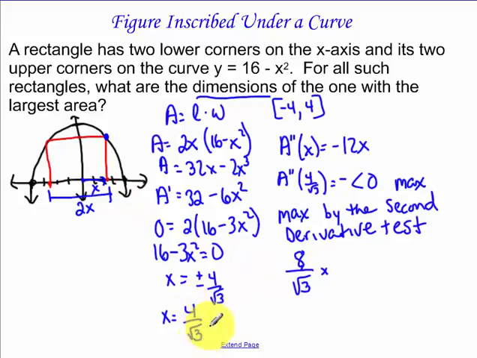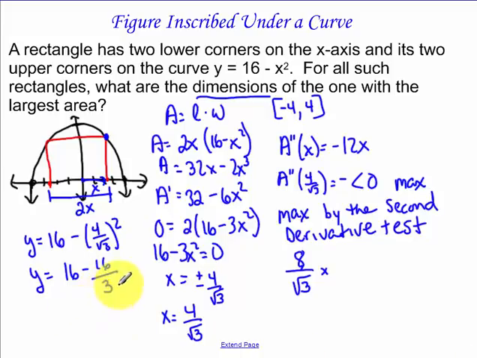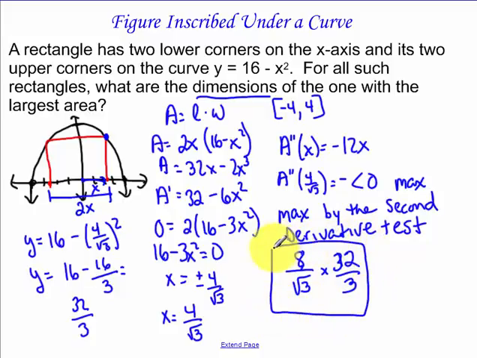And now I plug in this 4 over root 3 into the function, so to get my y coordinate out, and simplifying that out, we get 32 over 3. So these are our dimensions of our rectangle. Again, I had to multiply our x coordinate by 2 because our bottom base was twice as long.